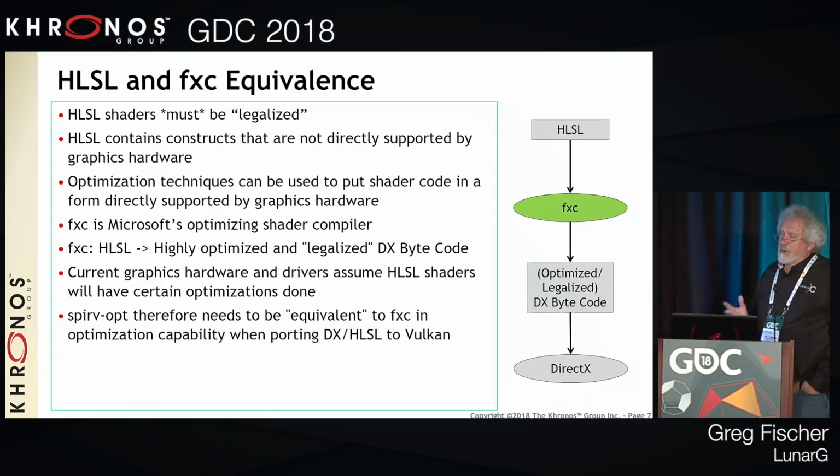Therefore, in our ecosystem, in our tool chain, we also needed to do those same transformations in our optimizer, essentially in SPIRV-Opt. So one of the ongoing goals is to get SPIRV-Opt to be equivalent to the optimization strength of FXC.